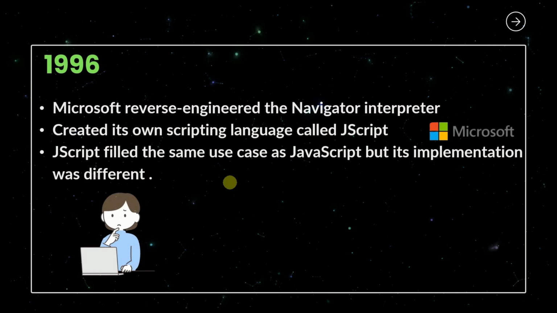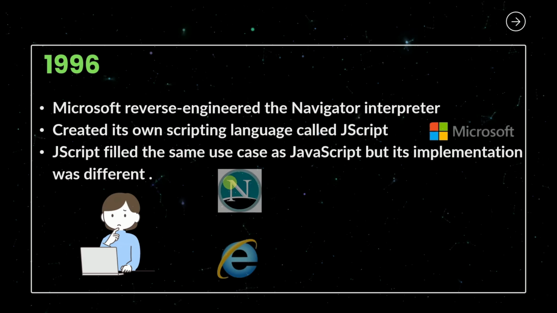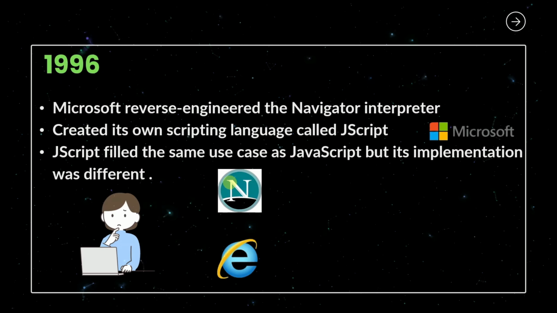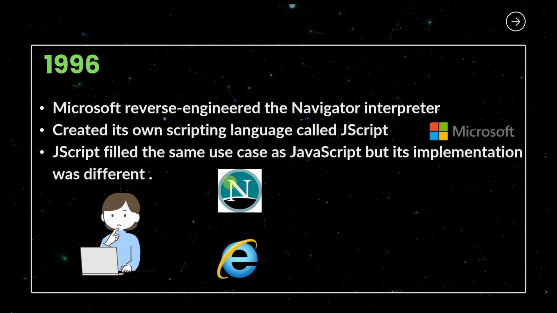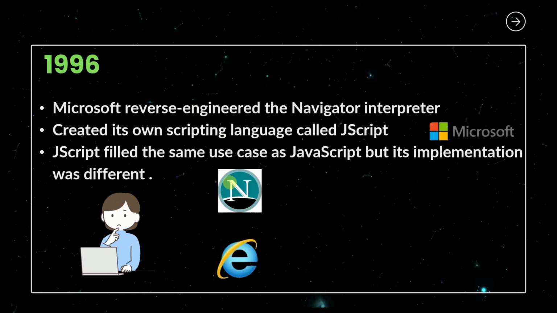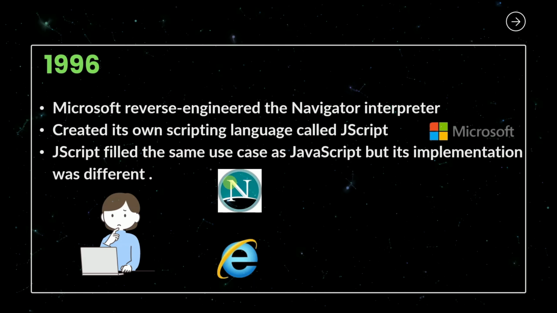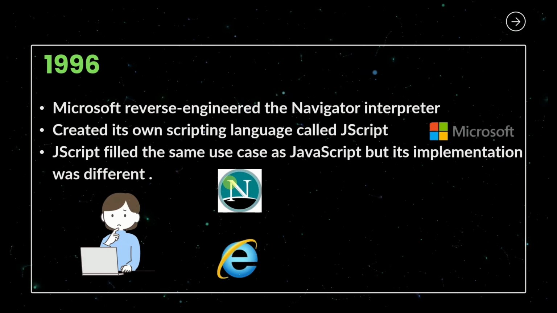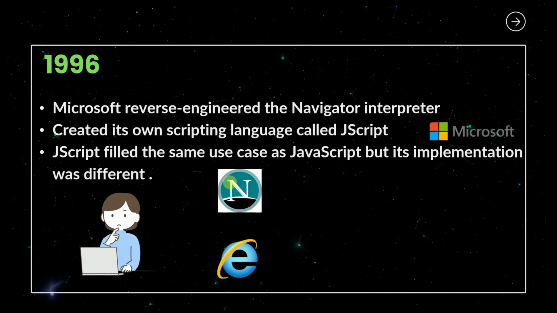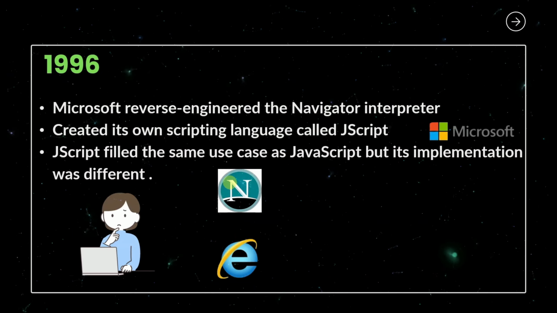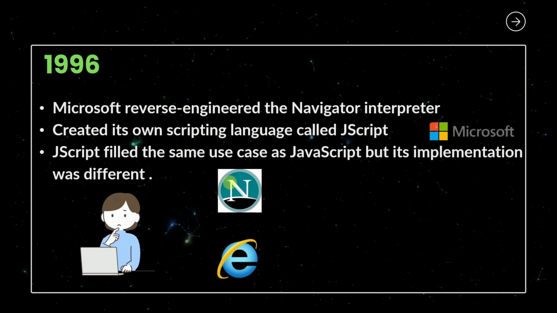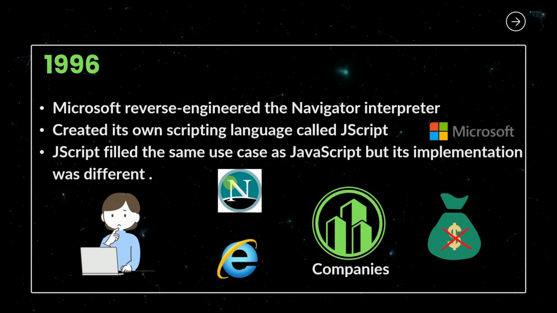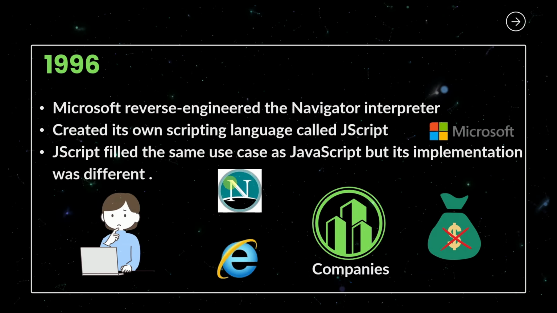However, this created a huge problem for developers to make their website work in both browsers, the Netscape browser as well as the Internet Explorer browser, because the implementation of JavaScript was completely different and the implementation of JScript was also very different. So the websites which looked good in Netscape did not look good in Internet Explorer and vice versa. Due to these two implementations, many companies were not able to afford both.